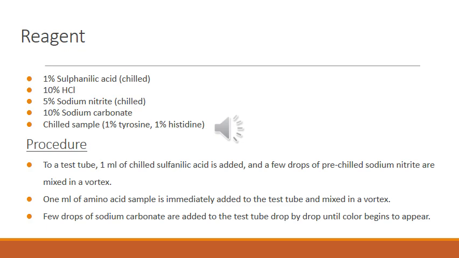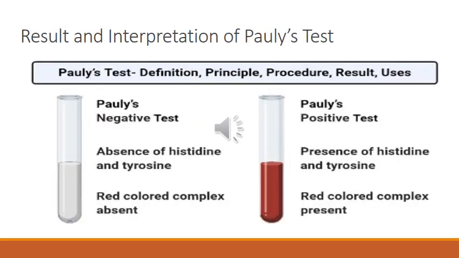In the procedure, in a test tube we add chilled sulfanilic acid dissolved in hydrochloric acid, and then add a few drops of sodium nitrite. Why? You should answer. Then add 1 ml of amino acid and put the test tube in a mixer, which is a vortex, followed by adding a few drops of sodium carbonate, and note what happens, which color will appear. You notice here a red color means a positive test, that histidine or tyrosine is present, and the negative, the absence of the color, means there is no histidine or tyrosine.